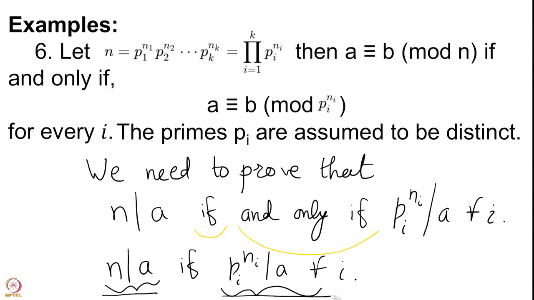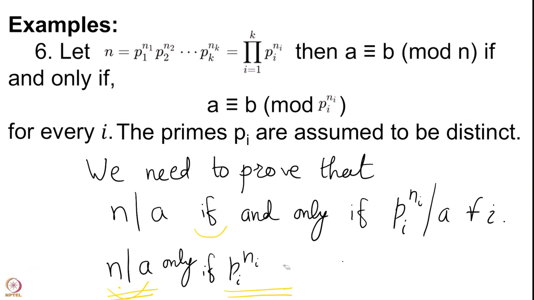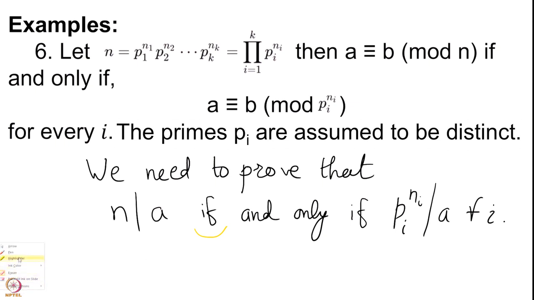But then there is the other part, which is the only if part. So, how do we read the only if part? That would mean that n divides a can happen only when this happens. If this does not happen, then this does not happen. So, whenever this happens, we should be able to prove that this happens. So, there are two parts to proving a statement which has if and only if, and we will here be proving both the parts. The simpler part is that whenever n divides a, pi power ni divides a; we will prove this statement.